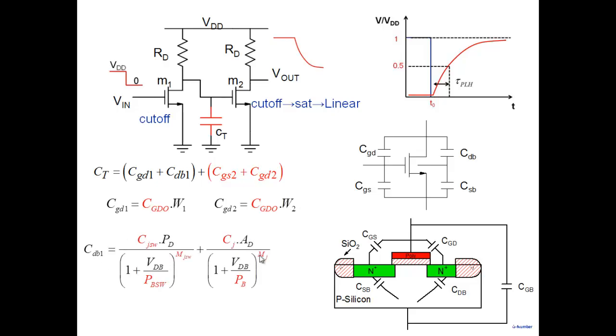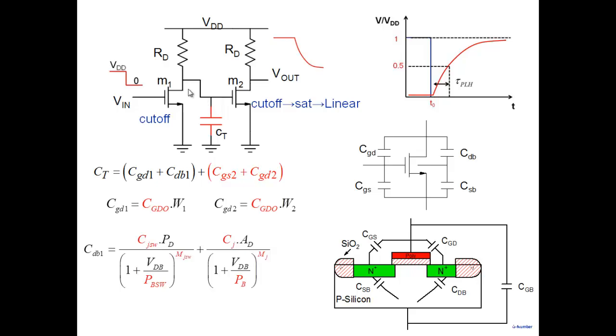Drain to body 1, this is how you calculate drain to body capacitance. Here, there is an area part and there's a perimeter part. All these things are given to you. CJ, PB, everything is given to you. But you have to know the drain to body voltage in both cases. And drain to body voltage here is continuously changing.